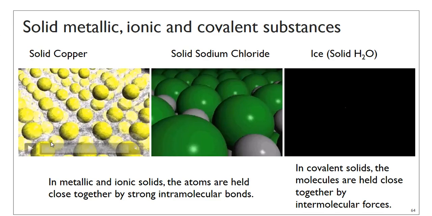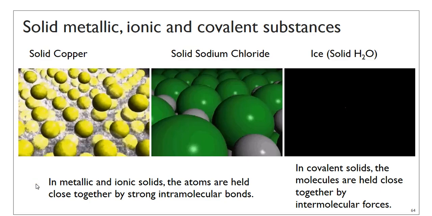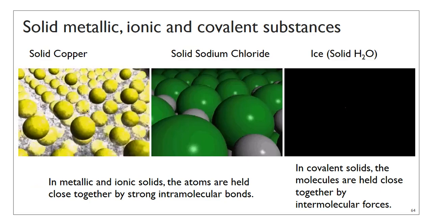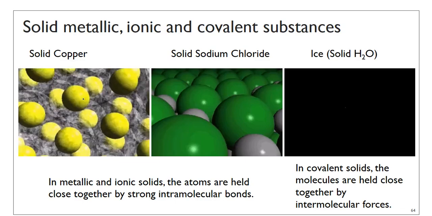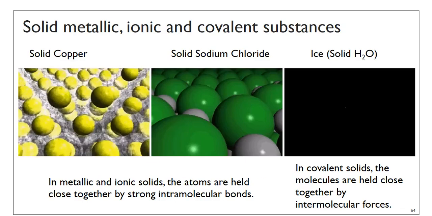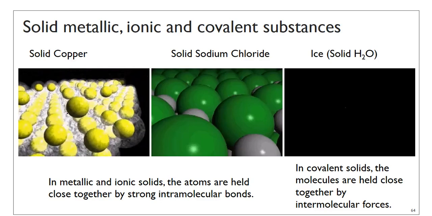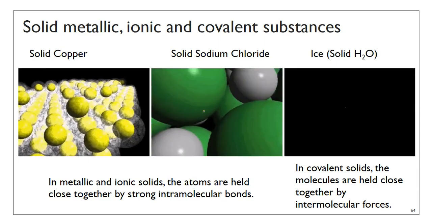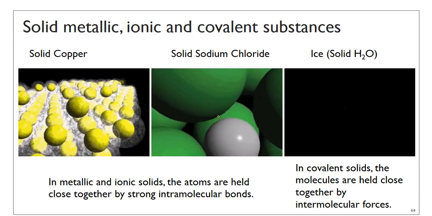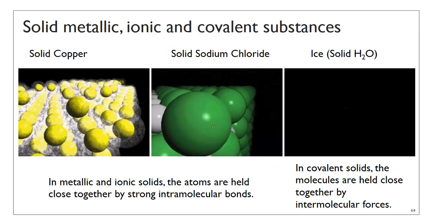Solid copper, this is the macroscopic structure of solid copper, which is the metallic lattice. So you have the copper cations in a cloud of delocalized electrons. So it is a lattice. There is no clear distinction between molecules. It's just one uniform structure. And similarly, when you look at sodium chloride, this is an ionic lattice. You have cations and anions, so chloride ions and sodium ions, in alternating positions in one giant lattice. So in metallic and ionic solids, the atoms are held together by intramolecular bonds. So you have metallic bonds here, and then you have ionic bonds here.